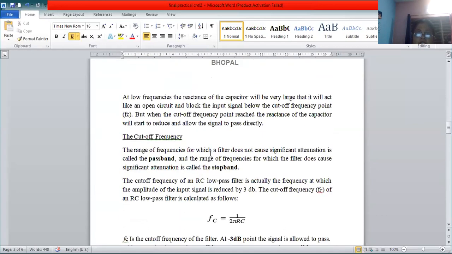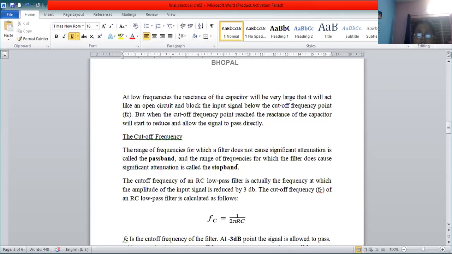At low frequencies, the reactance of the capacitor will be very large and it will act like an open circuit and block the input signal below the cutoff frequency point. But when the cutoff frequency point is reached, the reactance of the capacitor will start to reduce and allow the signal to pass directly.